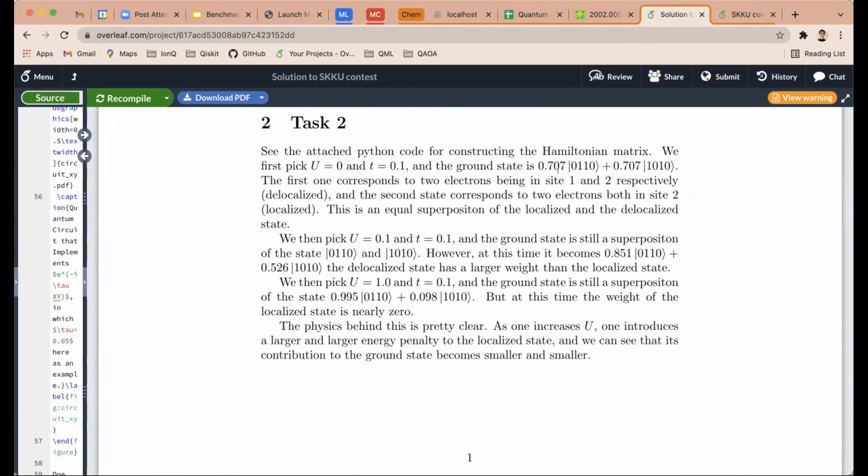And the ground state of this Hamiltonian is an equal superposition of the 0110 and 1010 states.